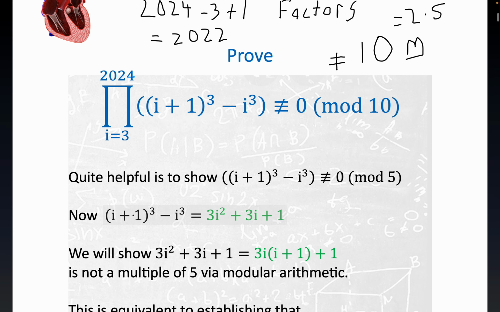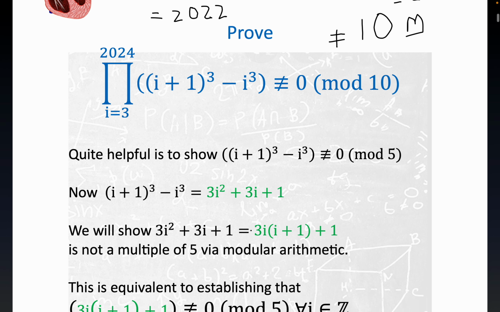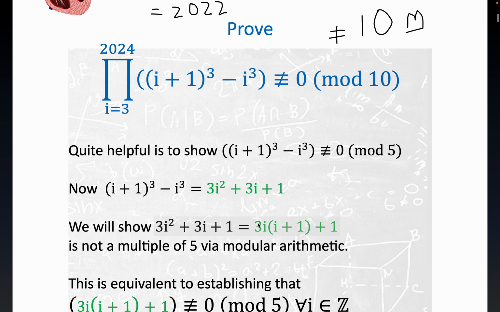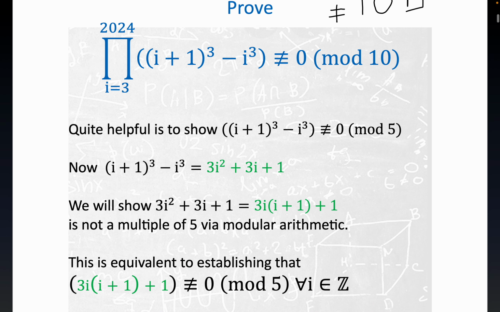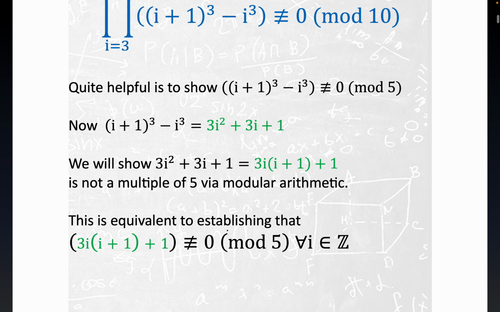Now, this result right here is just, if you expand this out, remember the binomial theorem or Pascal's triangle, you get 1, 3, 3, 1. That's what happened right here. It's useful to factor this expression in this fashion just for computational reasons. So we're going to do this via modular arithmetic. We're going to show that this is never congruent to 0 mod 5 for all i.